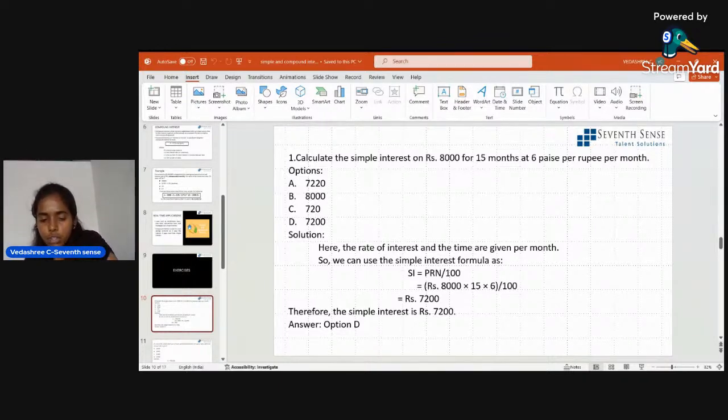Okay, understood how to calculate the simple interest? We have a formula, that is PNR divided by 100, PNR or PRN, anything, which is equal to principal amount, then interest rate, then time duration, divided by 100. So this is the formula and the procedure to calculate the simple interest. Okay, next we'll move on to the second problem.